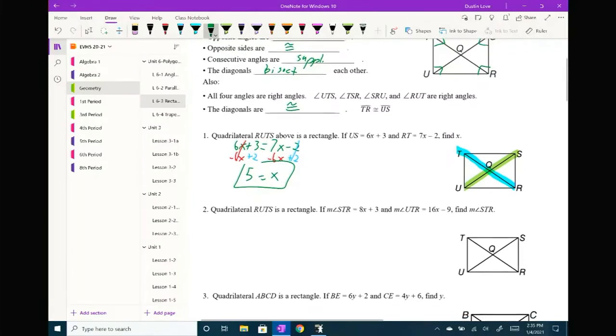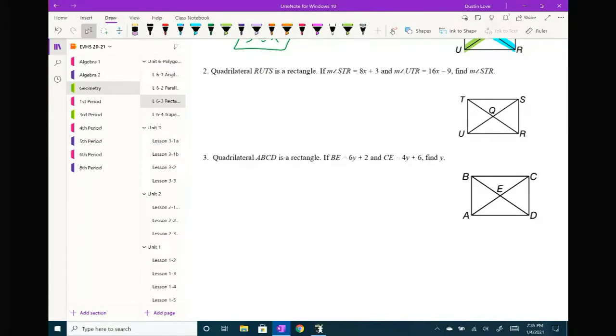All right, number 2. RUTS is a rectangle. Angle STR, this angle here, is 8x plus 3. Angle UTR, this angle here, is 16x minus 9. Now I want to find the measure of angle STR. Since it's a rectangle, these two combined are 90 degrees. So the two of those together are complementary.